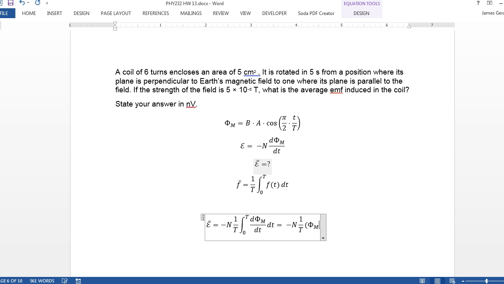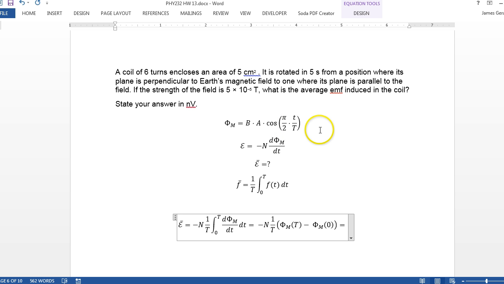we're going to have the flux at time T minus the flux at time 0. Well, the flux at time capital T is now 0 because pi over 2 is our angle at that point, and cosine pi over 2 is 0. We get 0 out of the flux. And the flux at time 0 is just BA because the cosine is 1 at that point.